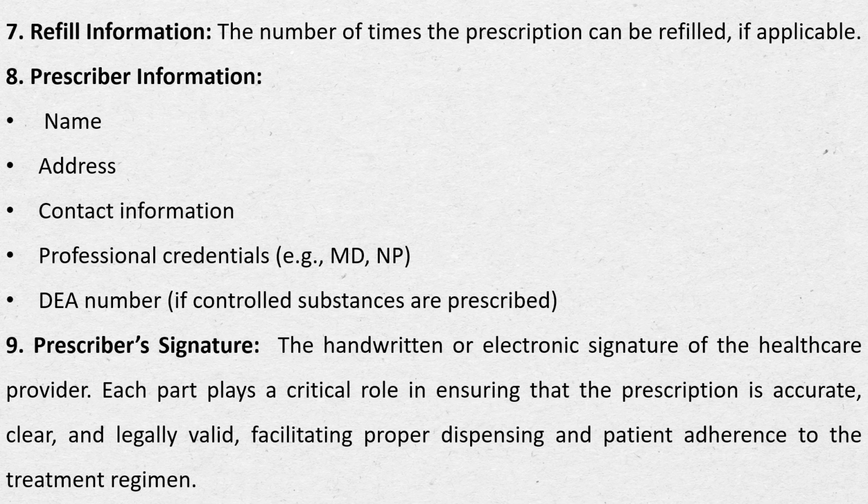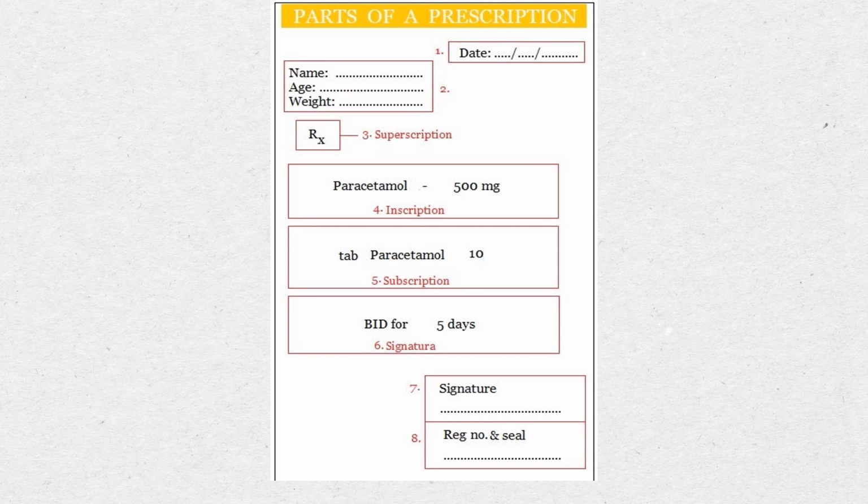Each part plays a crucial role in ensuring that the prescription is accurate, clear, and legally valid, facilitating proper dispensing and patient adherence to the treatment regimen. This is an example of a prescription which consists of all the parts that we have studied till now.